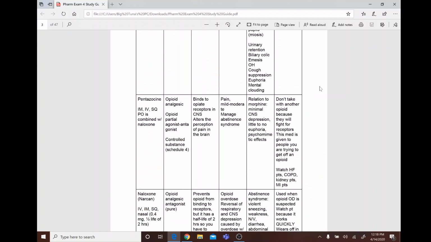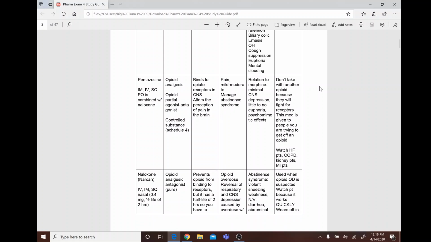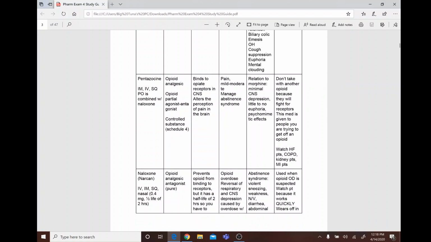You administer pentazocine IM, IV, or sub-Q, and with PO, you combine it with naloxone. Its therapeutic class is an opioid analgesic, and its pharmacologic class is an opioid partial antagonist, and it's a Schedule 4. The action of pentazocine is to bind to opiate receptors in the CNS and alter the perception of pain in the brain. Pentazocine is used for mild to moderate pain and managing abstinence syndrome. The side and adverse effects of pentazocine are kind of like morphine, but you have minimal CNS depression and little to no euphoria and psychomimetic effects.